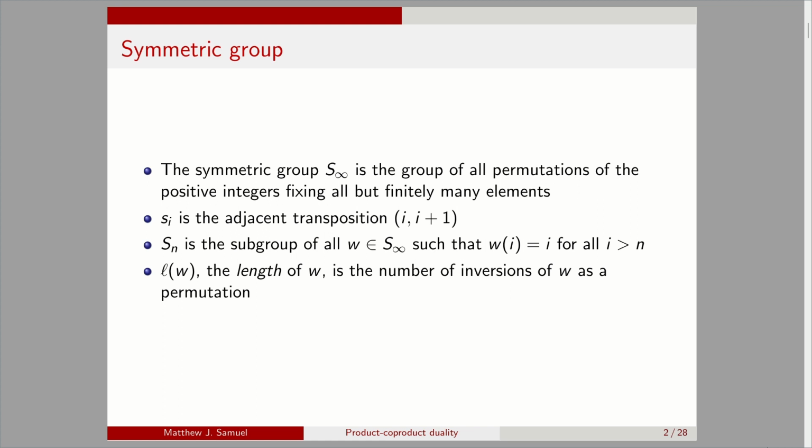S_n, which may be more familiar to you, is the subgroup of S infinity. It consists of all w's such that w of i equals i for all i greater than n. And we denote a statistic of an element w in S infinity, the length, by l(w), and that's the number of inversions of w as a permutation.